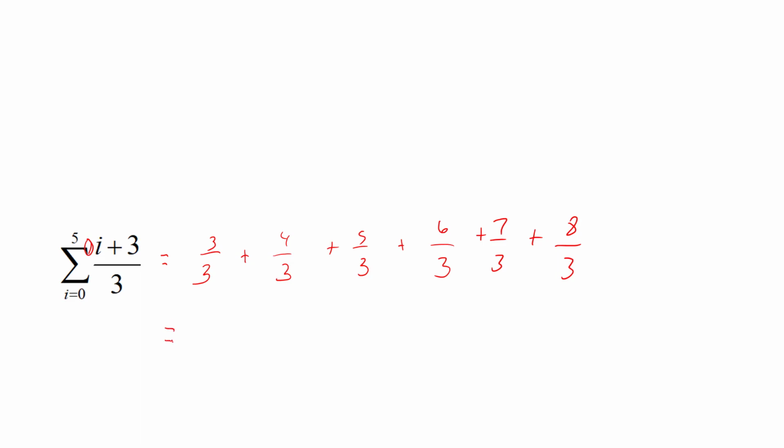This is a quick way of writing it, but you need to be careful. You have to stop when you've plugged in 5. That was plugging in 0, 1, 2, 3, 4, and this is plugging in 5, so you're done. And now the 3 and the 8 make 11, the 4 and the 7 make 11, the 5 and the 6 make 11. So you have 3 pairs of 11, so you have 33. The denominator was always the same, so you just use the same denominator, and so you end up with 11.